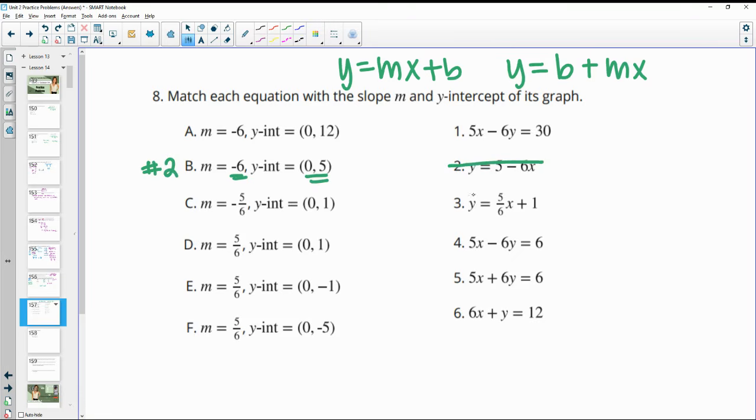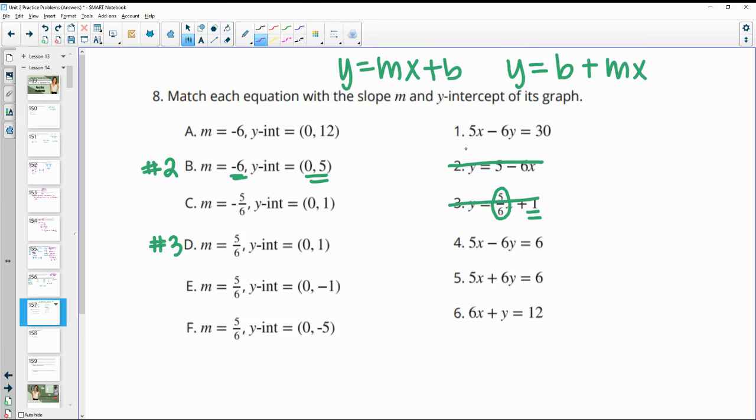This next one is also solved for y. So I see the slope of 5 over 6 and the y-intercept of 1. So I'll look here, I see two 1s, but only one of them has a positive 5/6 slope. So I know that D goes with number 3. So then you can narrow down some of your choices.